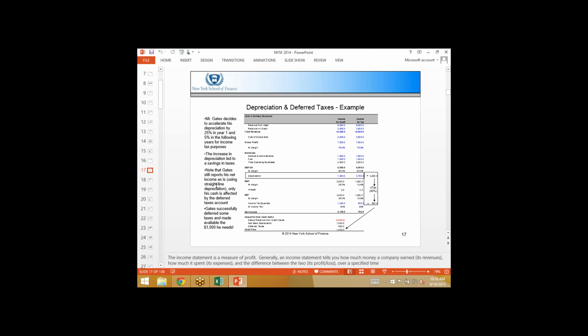So in modeling, instead of modeling out two different income statements, we take the difference in depreciation times the tax rate. We model out the accelerated depreciation, we model out the straight line depreciation, we subtract the two and multiply by the tax rate. That is a way to get to the taxes saved by accelerating depreciation.